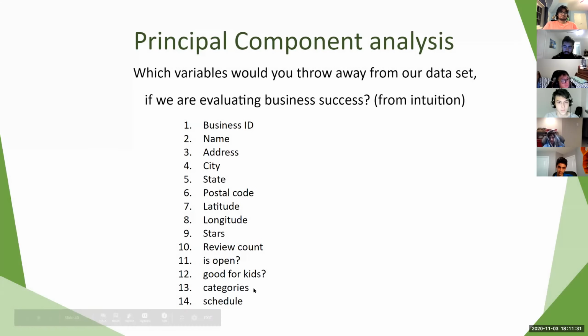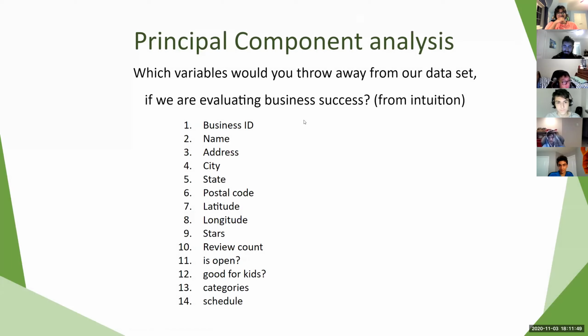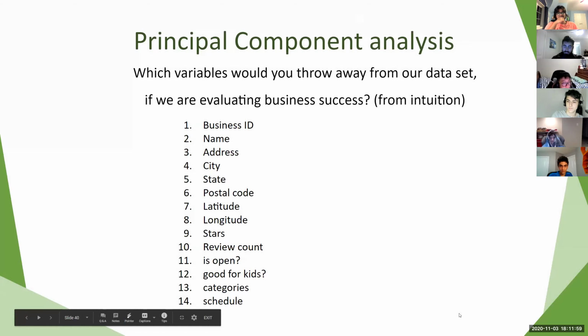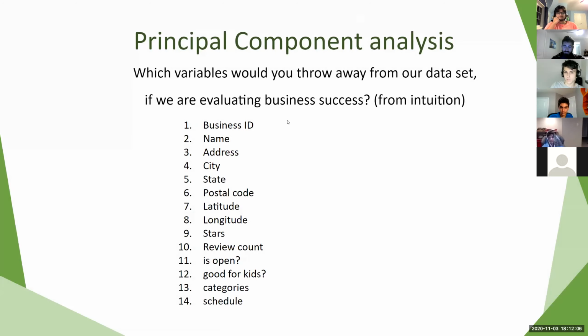Cool. So let's give a concrete example. Say we did PCA on our 14-dimensional data set, and we happened to come up with 14 of these axes, and somehow we also knew that each axis represented this attribute. Which variables would you throw away from our data set if we are evaluating the business success? Business ID, okay. So Fahim said business ID. What else would you throw away?